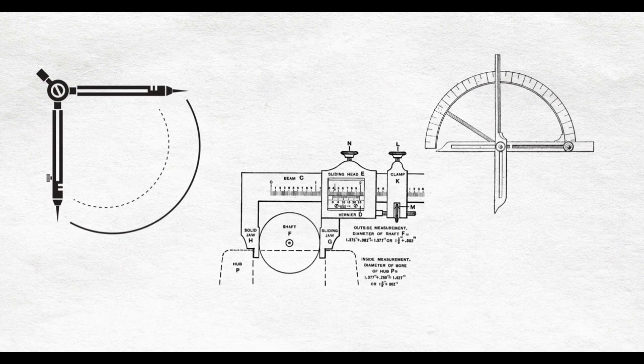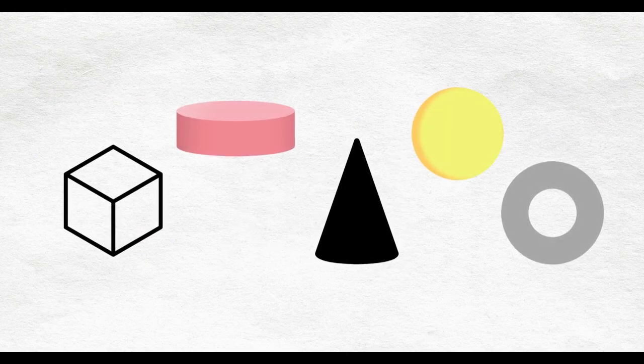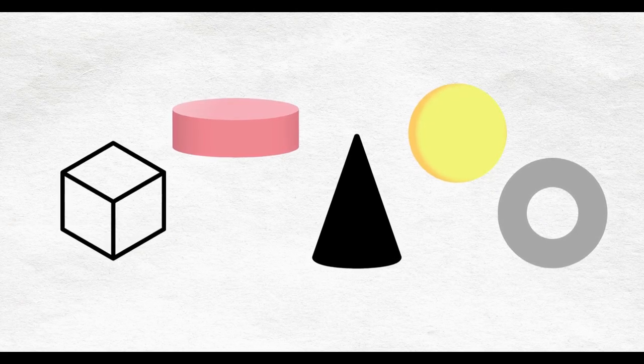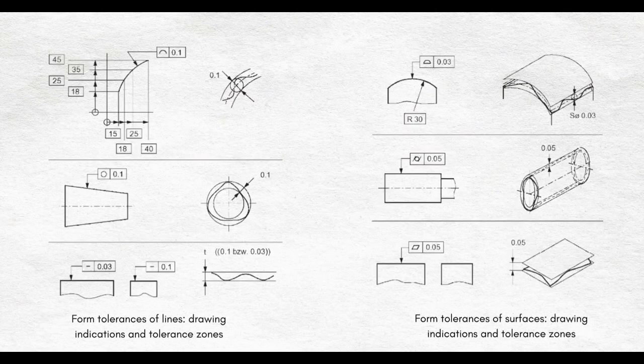To determine the precise measurements and dimensions of an object, we break it down into different parts. These parts can be shapes like flat surfaces, round cylinders, pointed cones, round balls, or donut-shaped tori. Form tolerance refers to the maximum allowable difference in shape from the ideal form.